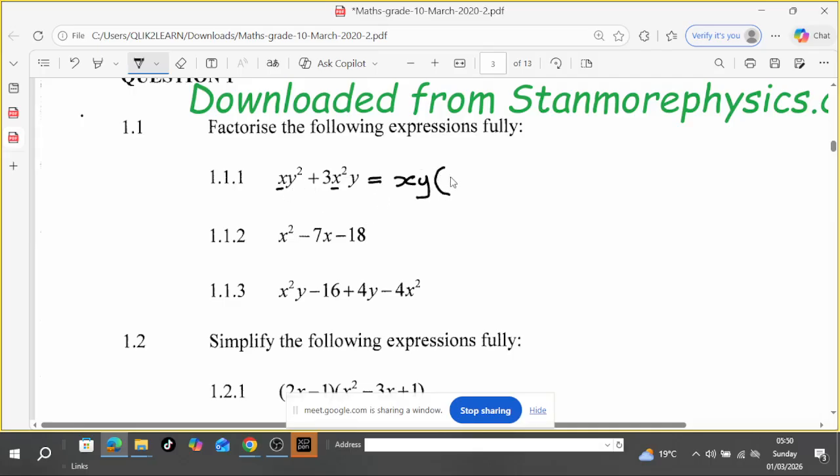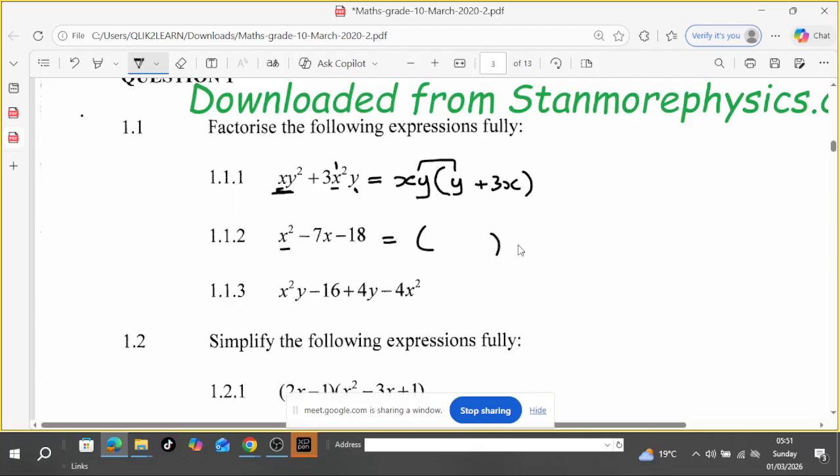We only have y, so the inside will be y, because when we multiply these two, we should get that xy squared. Then plus 3x squared y. We have 1x out, 1y out. We are left with what? We are left with 3x. So this will be plus 3x. Then you are done factorizing. Right? Yes. Right.